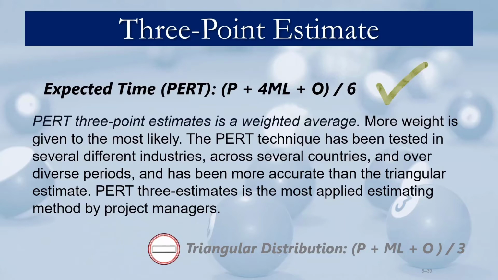There are still some people that talk about taking an average between the 3. That is called triangular distribution, but that's not used, and I don't recommend using that. We need to use the PERT estimates.